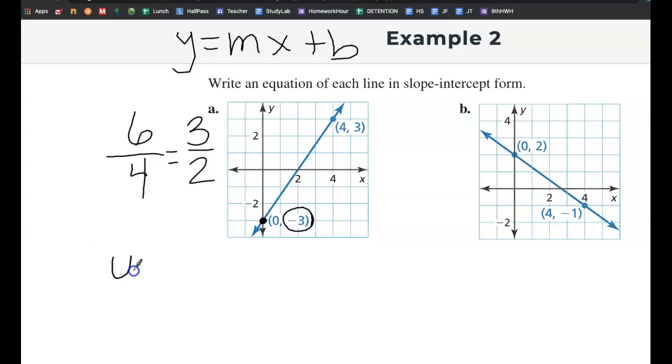So the equation is y equals 3 over 2x plus please report to homework hour.